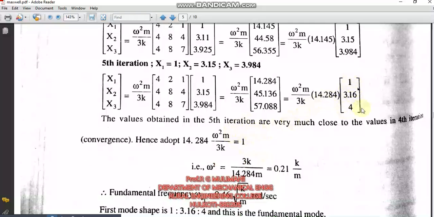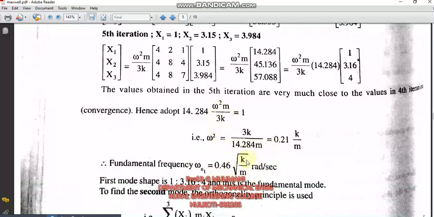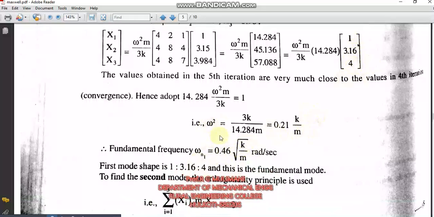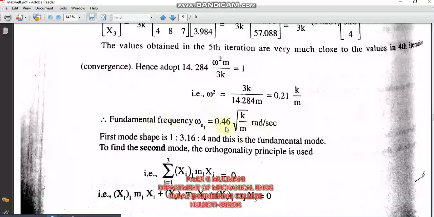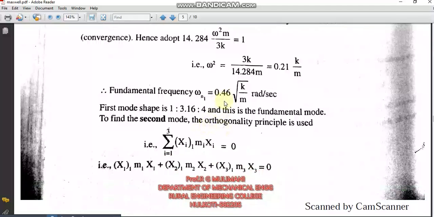To find the natural frequency of the system, let us equate this to 1. 14.284 omega square m by 3k is equal to 1. You find omega. The omega value is 0.46 square root of k by m. It is the first natural frequency, and the mode shapes are 1, 3.16, 4. Now we will continue to find the second natural frequency.